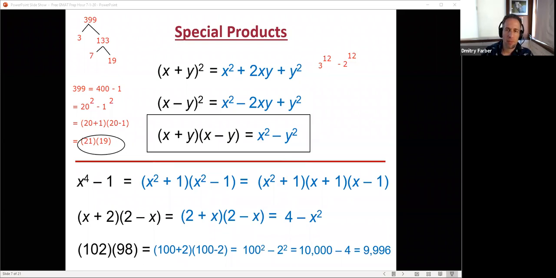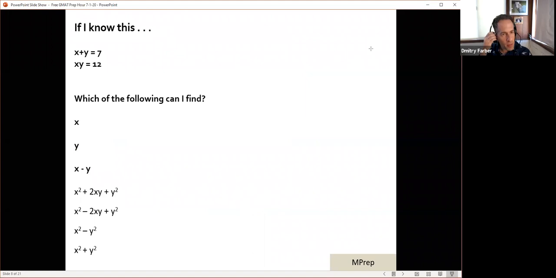So just a quick example. What if I know that X plus Y is 7 and XY is 12? My question is, which of the following can I find? Can I find X? Can I find Y? Can I find the difference? Can I find all these various special products or combinations? So see what you can do. I'm going to give you about a minute on this to try it out, and then we're going to discuss.